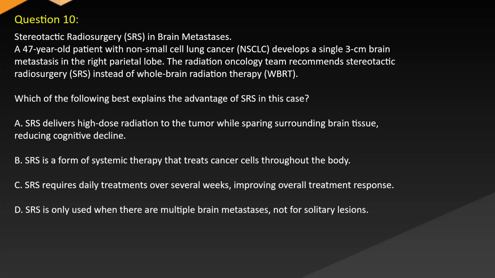A 47-year-old patient with non-small cell lung cancer, NSCLC, develops a single 3 cm brain metastasis in the right parietal lobe. The radiation oncology team recommends stereotactic radiosurgery, SRS, instead of whole brain radiation. Which of the following best explains the advantage of SRS in this case? A. SRS delivers high-dose radiation to the tumor while sparing surrounding brain tissue, reducing cognitive decline.